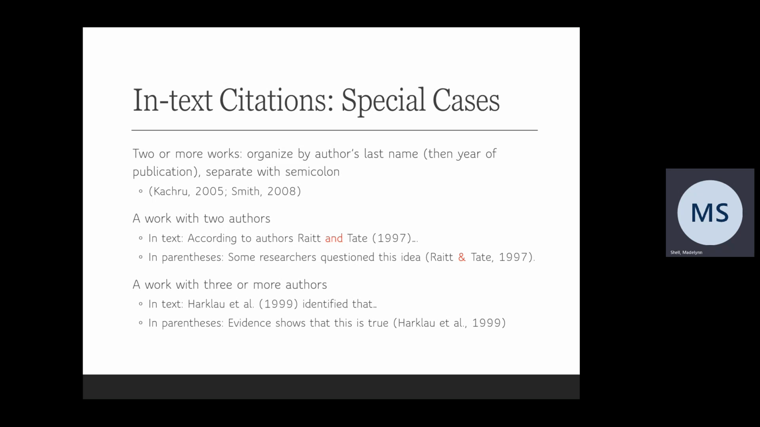Or in parentheses, you can say something like evidence shows that this is true, parentheses, Harklau et al. 1999. That tells me that Harklau and at least 2 other people did this. This is new to APA 7. So if you used previous editions, there were different rules that you don't need to know. But now, anytime we have 3 or more authors, we do et al.